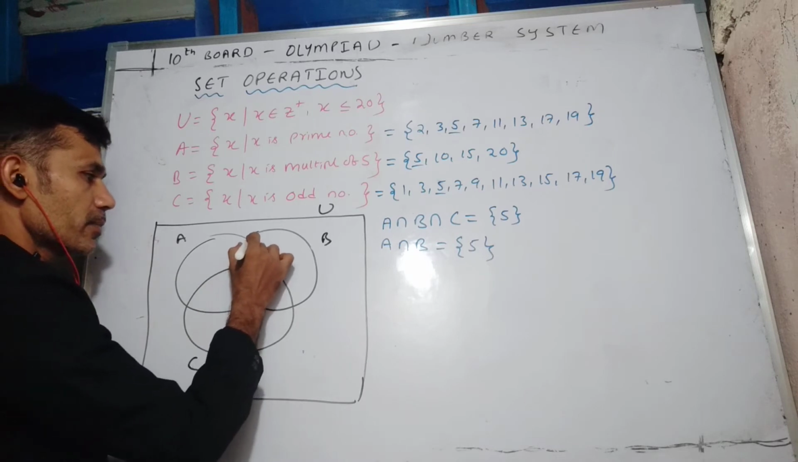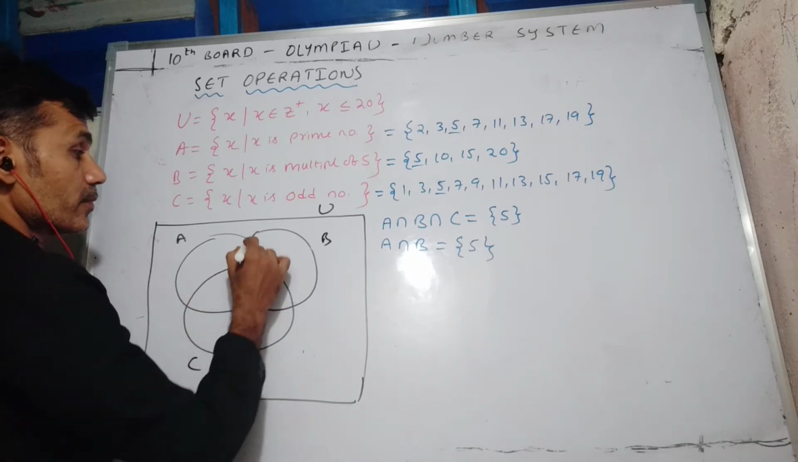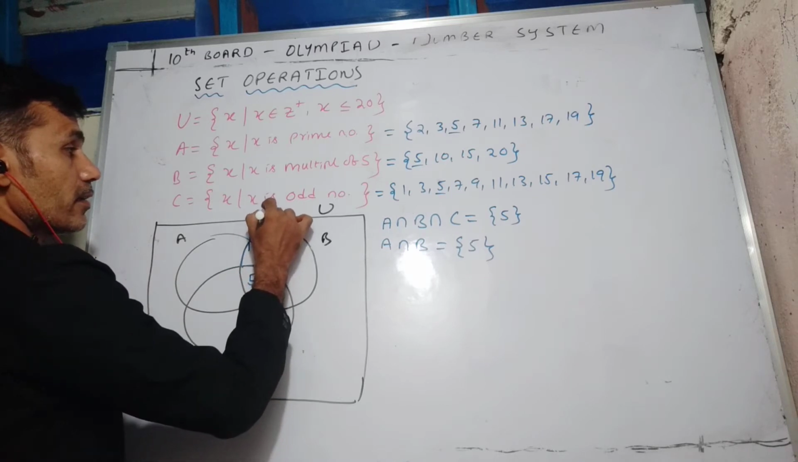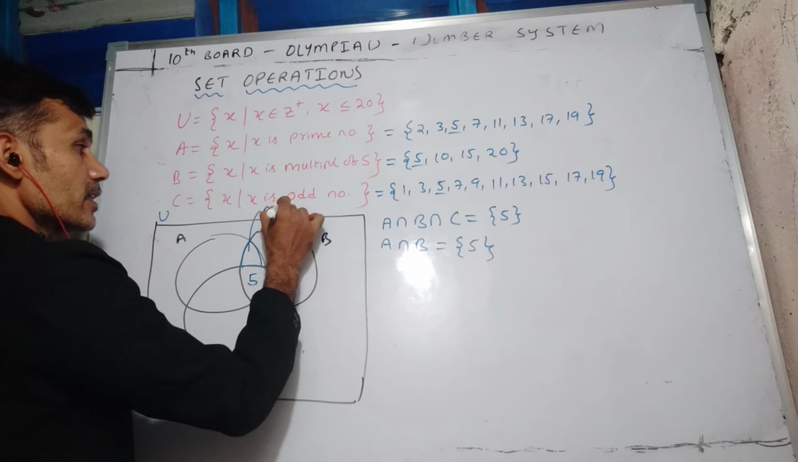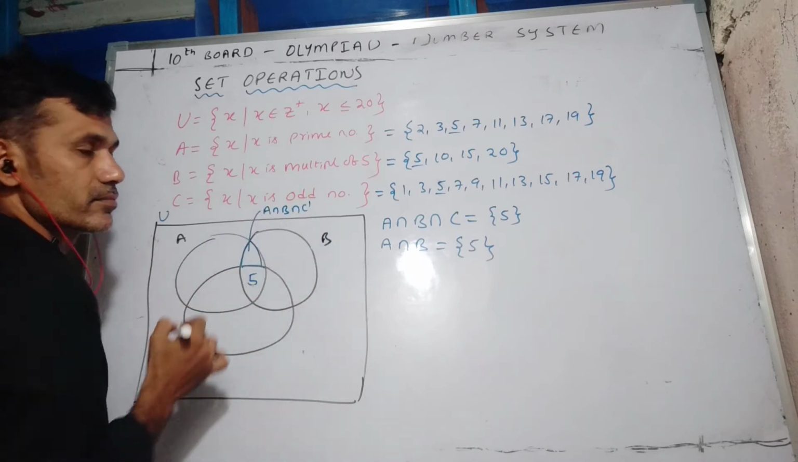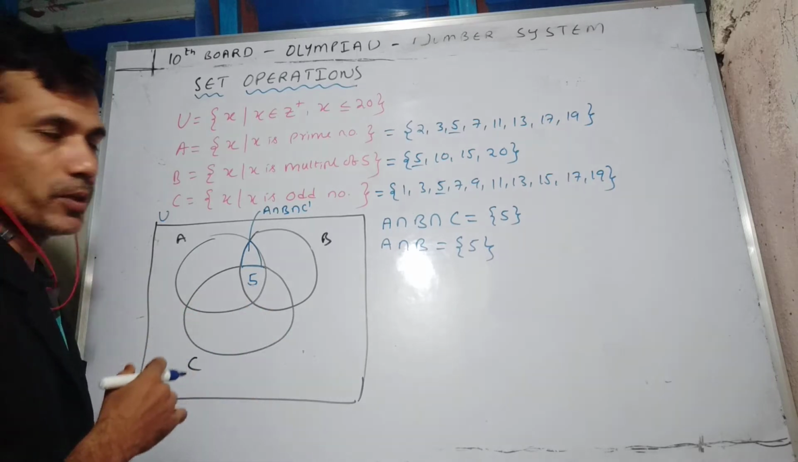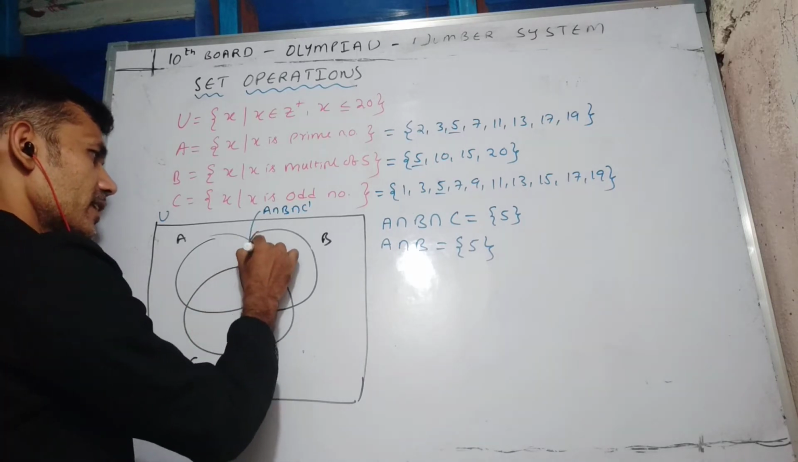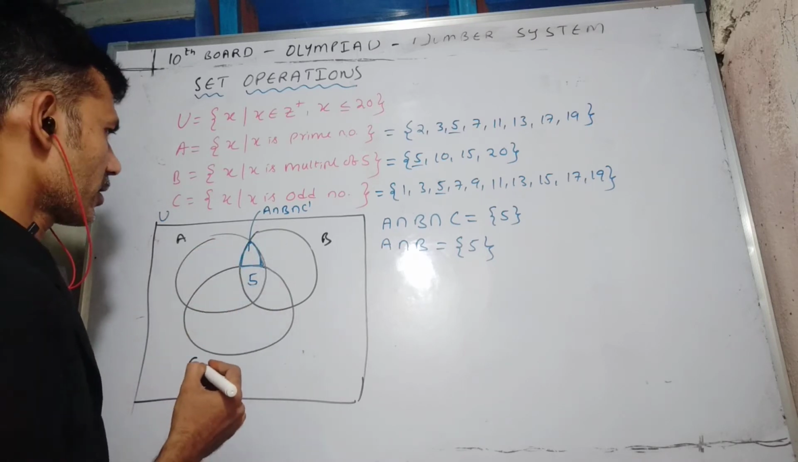Here, what it will represent is this region. This will represent A intersection B but not C. Prime and multiple of 5 but not an odd number. We do not have such numbers, so it will be the empty set. This region, we are not bothered about that.